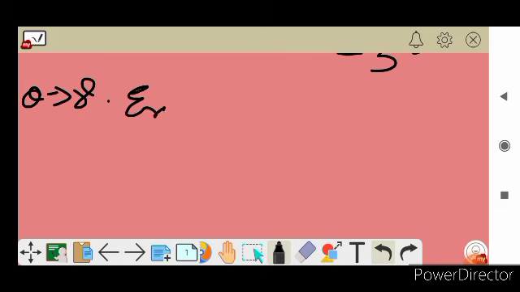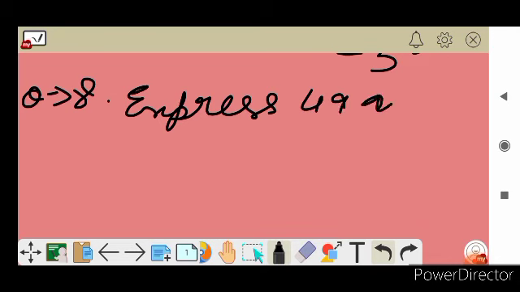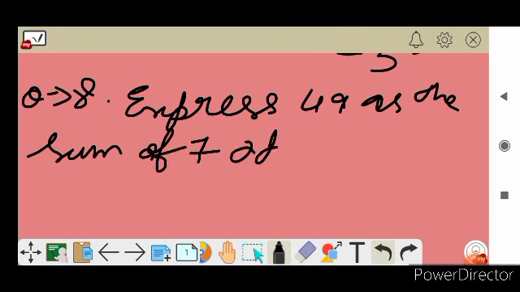And question number 8: express 49 as the sum of 7 odd numbers.